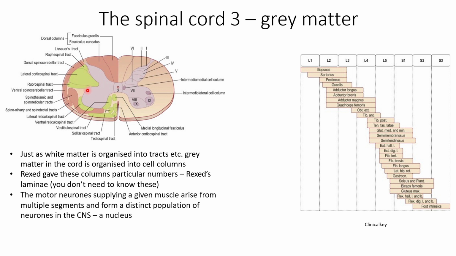So it's almost as if we'd be looking at a cross-section through a sausage roll here. But we have to remember that the sausage meat in the middle is a three-dimensional cylinder running through the cord itself. So really we can think about the grey matter of the spinal cord as being made up of cell columns, cylinders of cells running longitudinally through the cord.